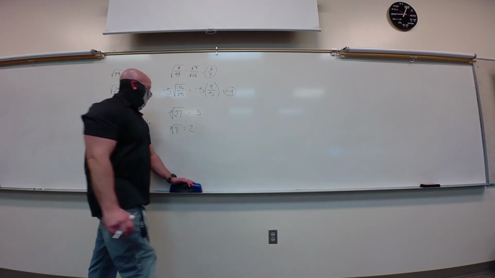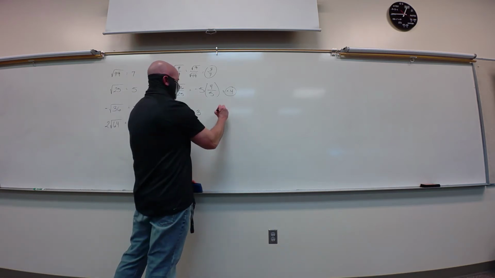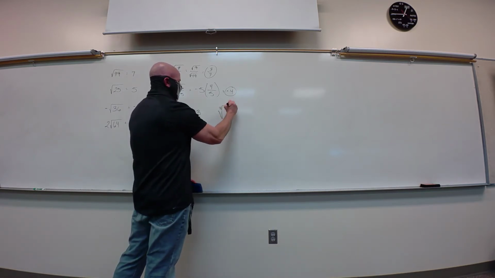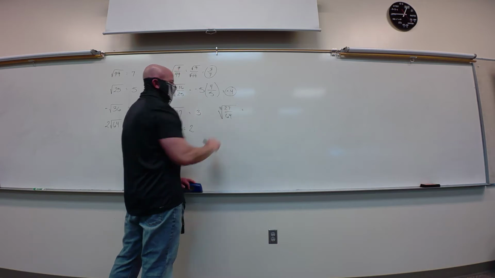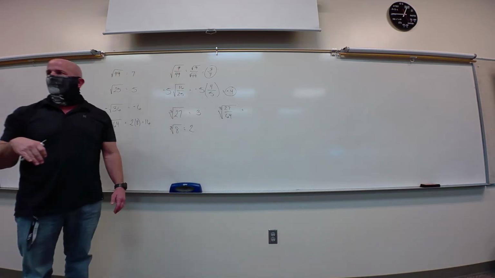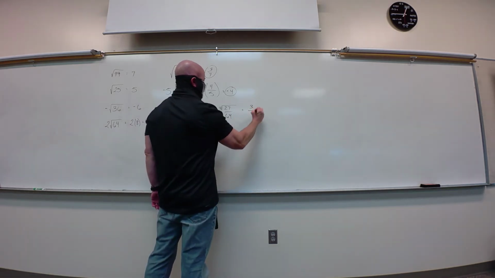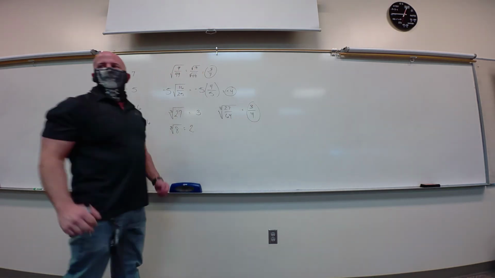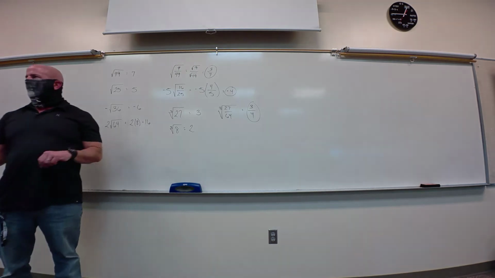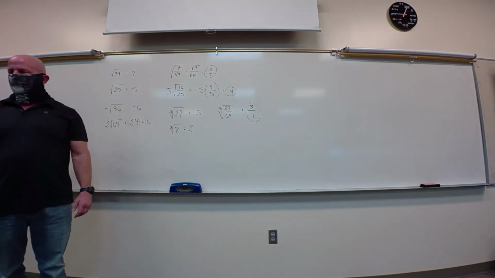I can even put a fraction in here. The cube root of 27 over 64. So that means we're doing the cube root of 27, which is 3, and the cube root of 64 is 4. So even the fraction's not going to bother me. I can work the top, I can work the bottom. Okay there?